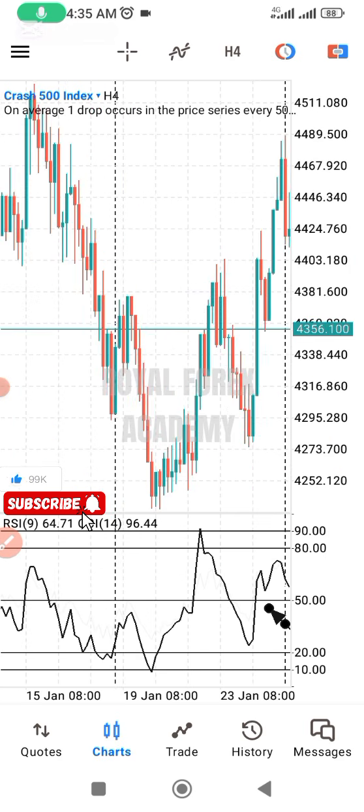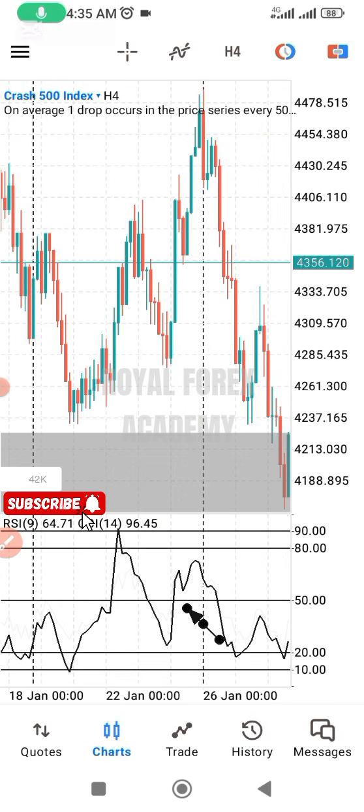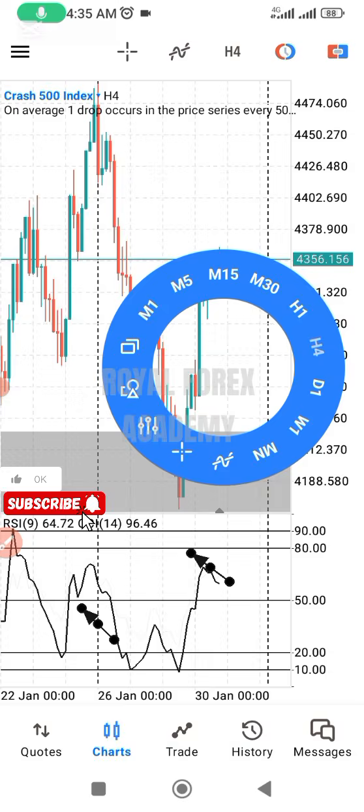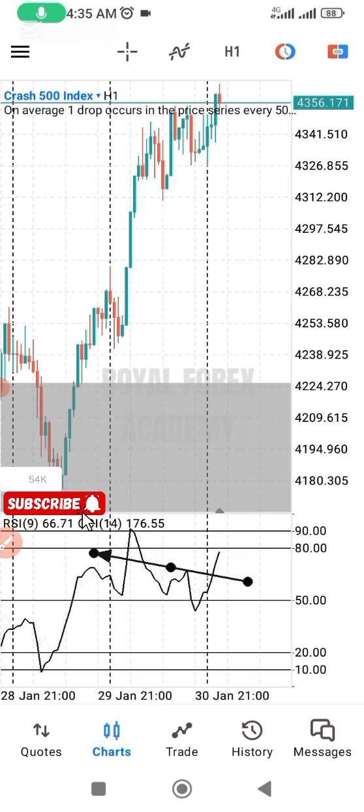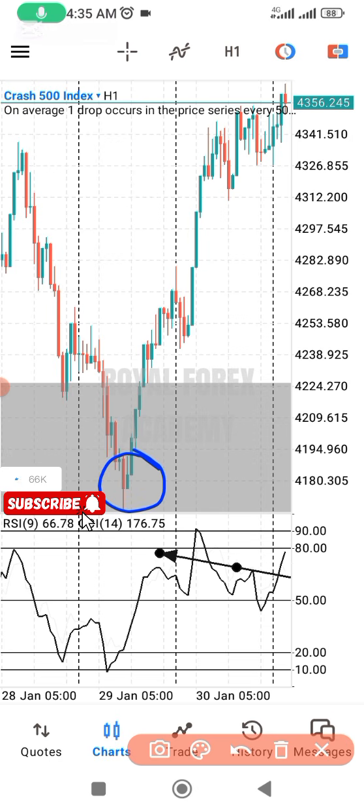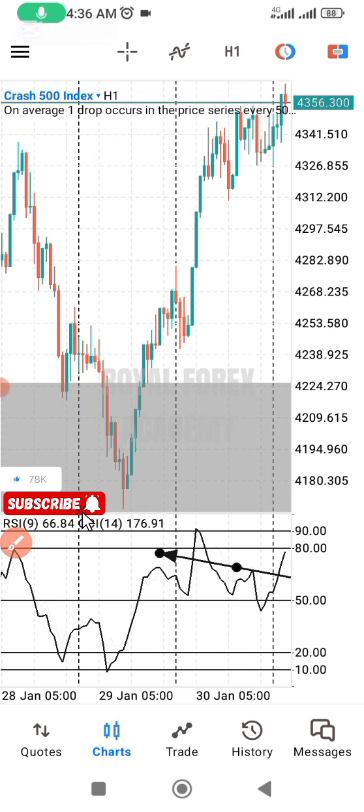That is the zone clearly marked out. Now what happened? Look at how this is applicable. Come to your H1. Look at this. Here now is our confirmation. So what do we do? We only use this CCI to validate. We are not using the overbought or oversold zone.